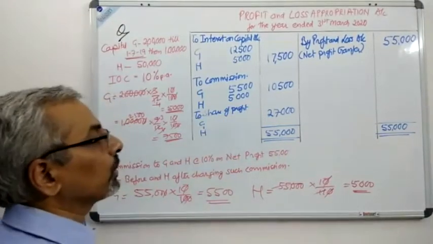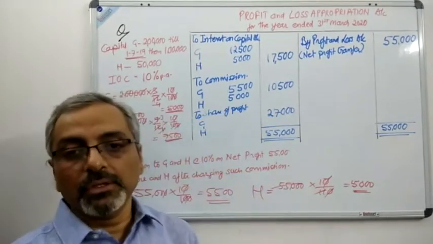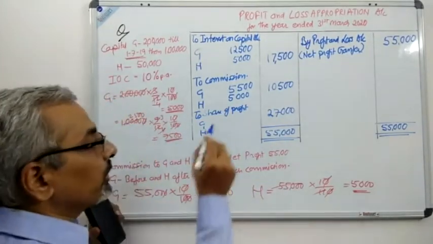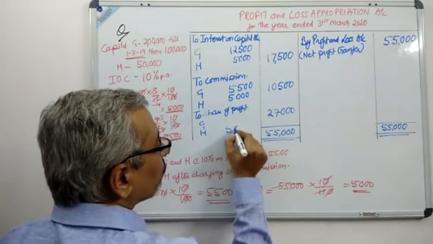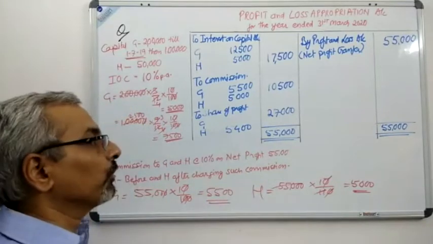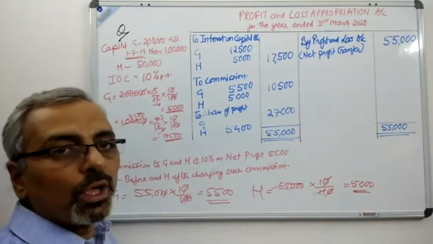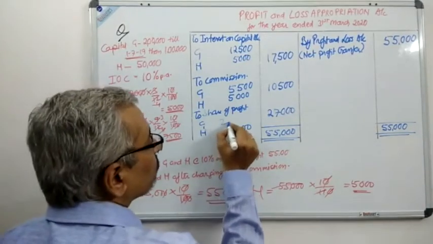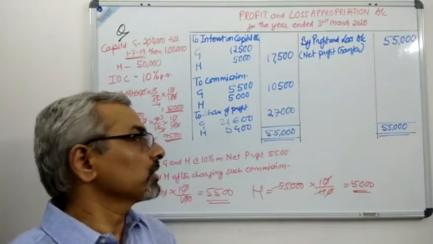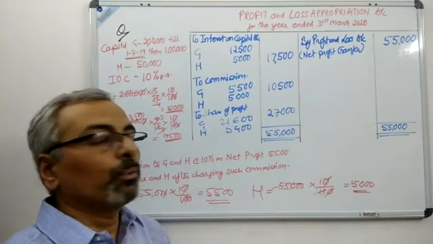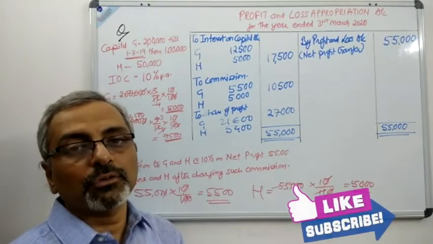Now we'll distribute 27,000 in the ratio of 4:1, and you can see very carefully the calculation will be 27,000 divided by 5, which will give you 5,400. So H will have 5,400, and if you multiply 5,400 by 4, you end up getting 21,600. Therefore, the share of profit of G will be 21,600, and for H it will be 5,400.